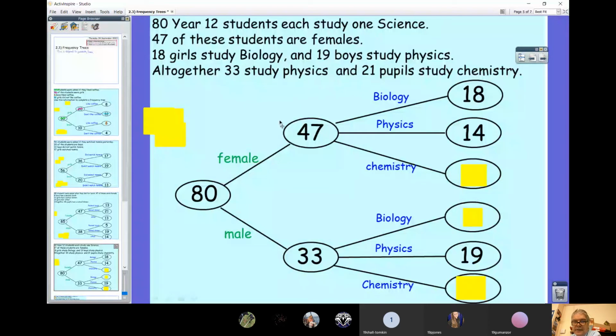Okay, so now that we've got 2 out of 3 here, we can fill in the chemistry by doing 47, take away 18, take away 14, which is 15. Now we're told 21 pupils study chemistry. Well, there's 15 of them. 15 girls study chemistry, 21 pupils in total, so that's got to be 21, take away 15, which is 6. And then to work out the only missing one now, you do 33, take away these 2 bubbles to give you 8.